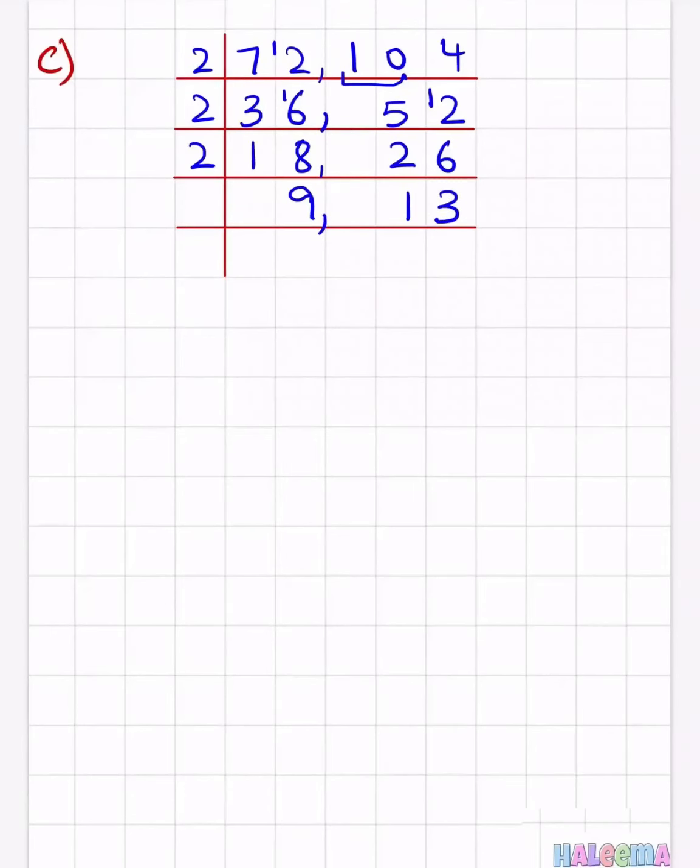Stop right here because both the numbers are not divisible, or they don't come in the same table. So we're not going to solve it further. So the HCF for 72 and 104 is this: 2 times 2 times 2. That's it. Okay, now listen carefully, everybody.